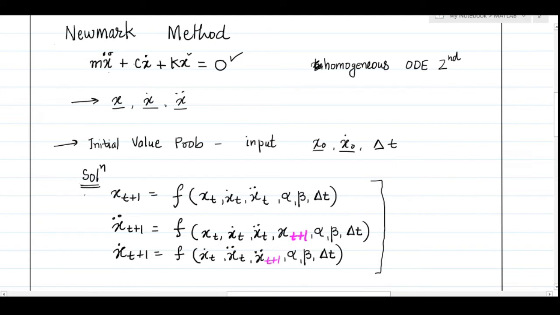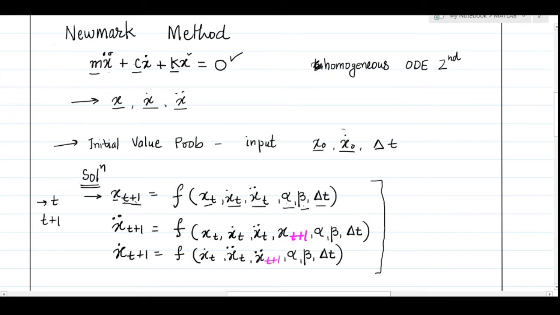First, you have to solve the displacement for the current time step. As t is the previous time step, you are solving for t plus 1. So your initial values correspond to time step t, and you are calculating the displacement for t plus 1, and the equation will be a function of your previous displacement, velocity, and acceleration, as well as two constants, alpha and beta. These two are the numerical constants defined by the Newmark method. Then you have to supply the delta t value. In addition, you will need your mass, damping, and stiffness, which are available with you.